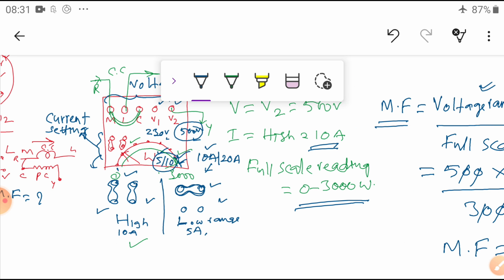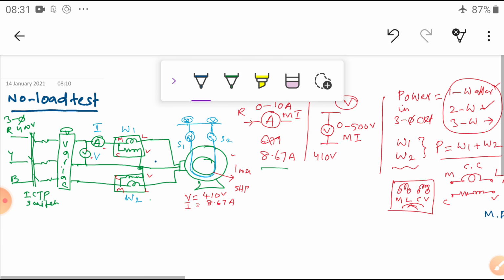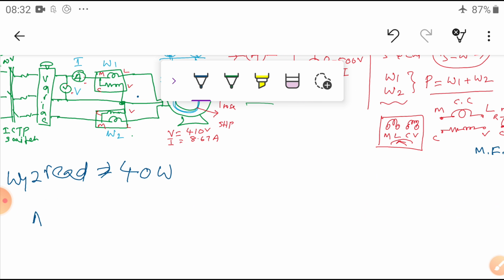For example, once I connect the wattmeter, say W1 is connected, it is showing a value of, for example, 40 watts. The deflection torque is showing 40 watts on the scale. Now, what is the actual value? This is the reading on W1. W1 is showing 40 watts. But what is the actual value? The actual value is equal to W1 into MF. You have to multiply.